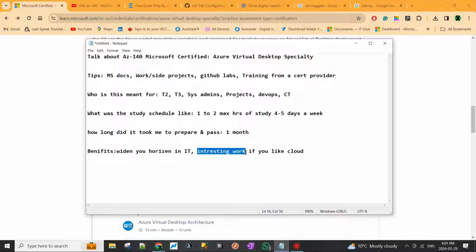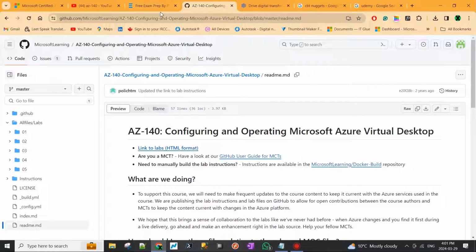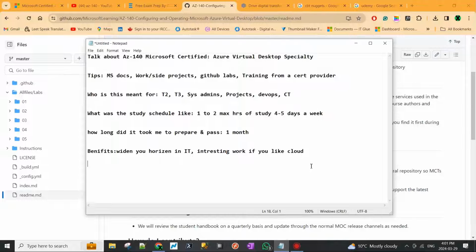And it is interesting work too. It is very interesting if you like working in cloud, any sort of cloud, AWS, GCP, or Azure. The things you come across and learn are really interesting, and how simple things are when it comes to working with cloud. It's not really that complex. It's pretty simple once you learn about it and if you find it interesting. So yeah, that's how I prepared and passed my exam, and those are the tips.